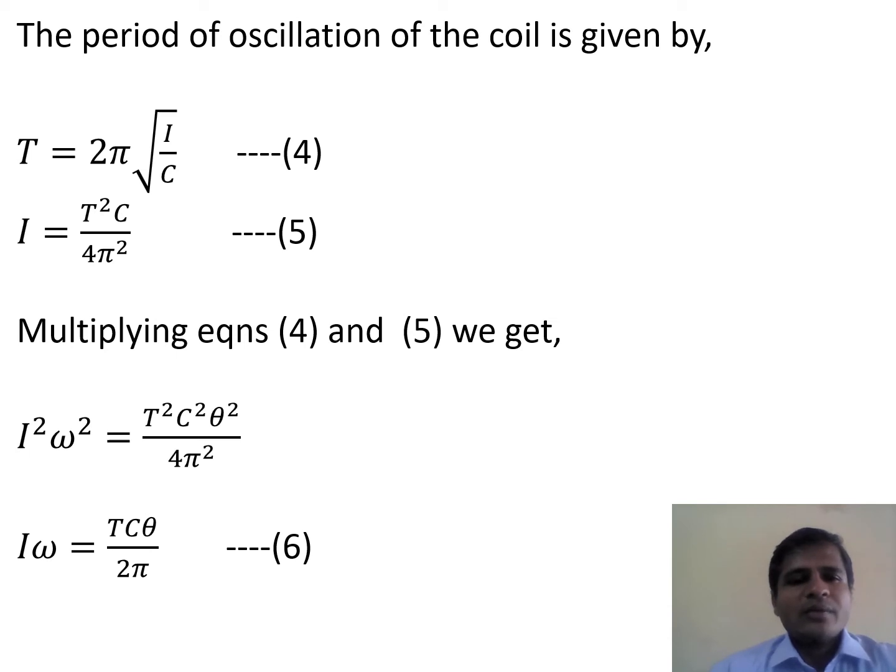So from equation 4 we can deduce the expression for capital I, that is the moment of inertia. That is I is equal to T square into C upon 4 pi square. Now multiplying equations 4 and 5 we get I square omega square is equal to T square into C square into theta square upon 4 pi square.